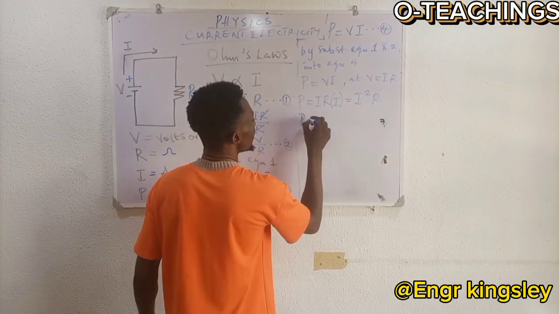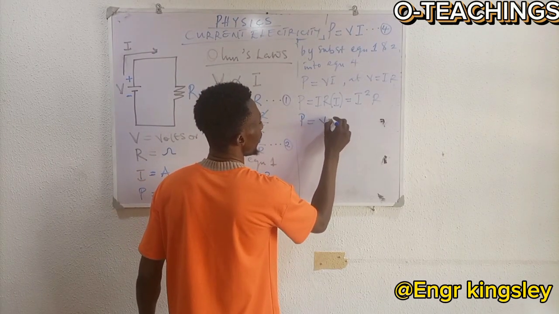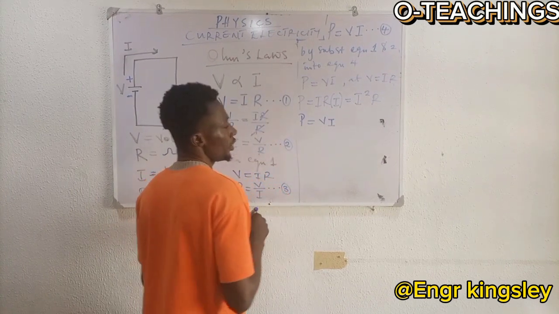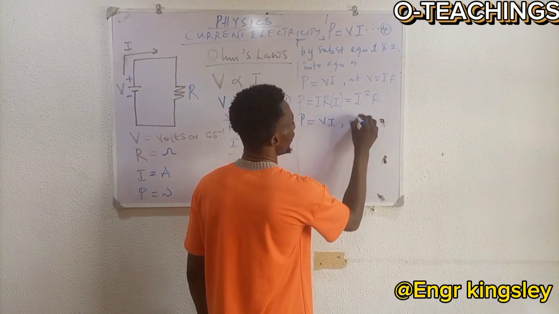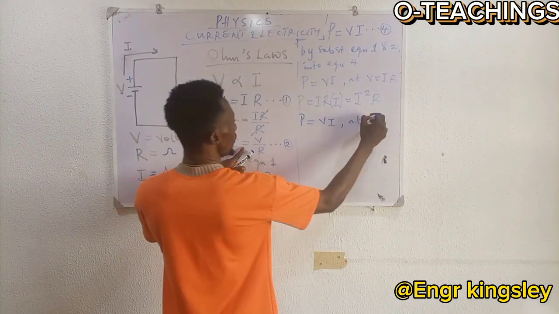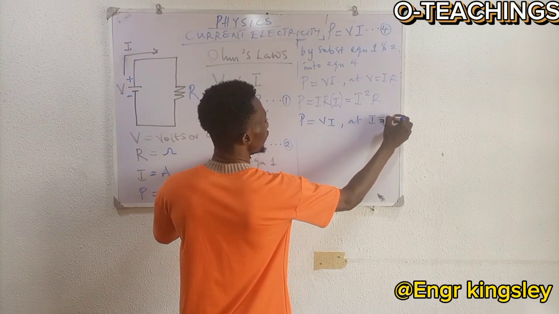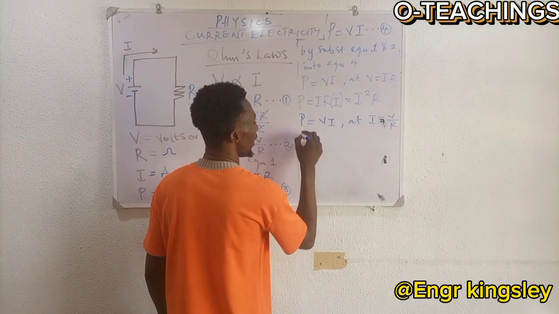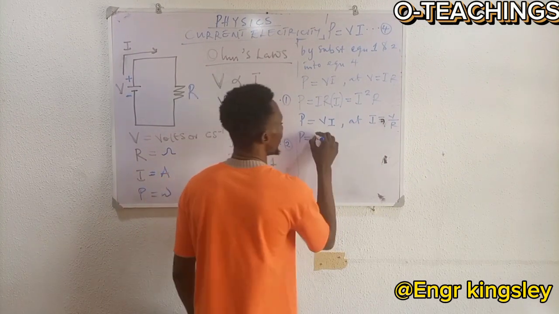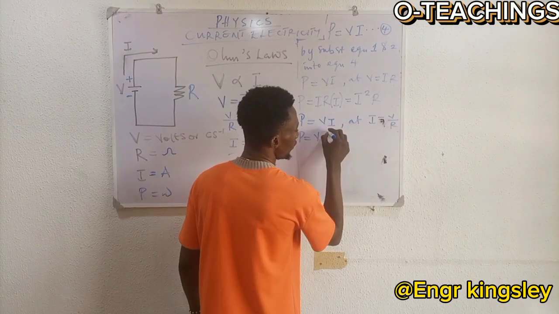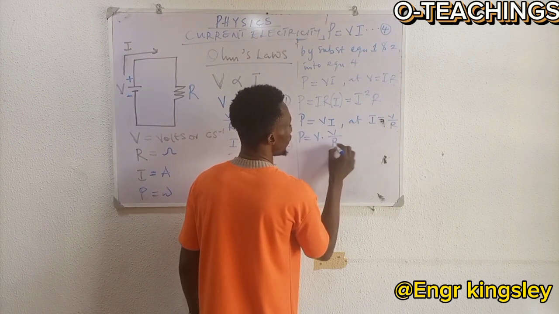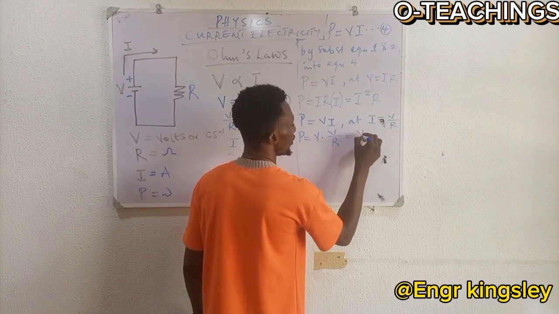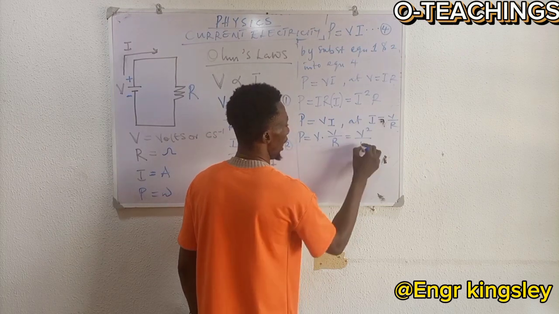If we consider electric power to be equal to V times I, and we consider equation 2 to be I equal to V all over R, by substituting the value of I as V all over R, we have that electric power is V multiplied by V all over R. So we are having V times V, which will give us V squared all over R.